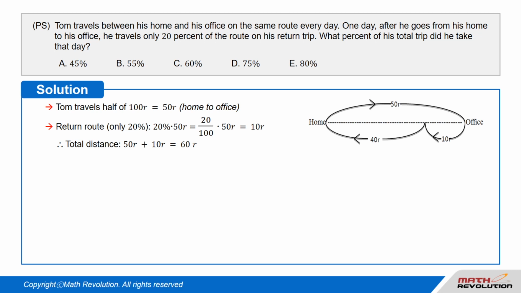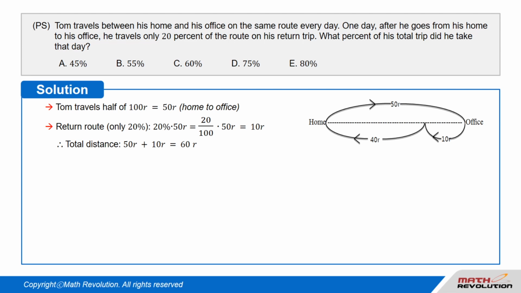From home to office, the total route is 100 times R. Back from office to home is also 100 times R. So Tom travels half of 100 times R, which is 50 times R in each direction. Now he covers 50 times R from home to the office, but does only 20% of the return route. That is 20% of 50 times R, equal to 20/100 times 50 times R, which equals 10 times R.